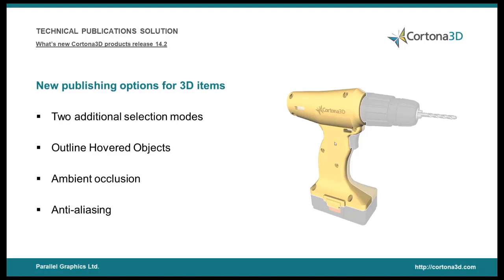All of the mentioned new options are available across different RapidAuthor tools that involve 3D, that is, Rapid Manual, RapidCatalog, Rapid Learning, and Rapid Illustrator.